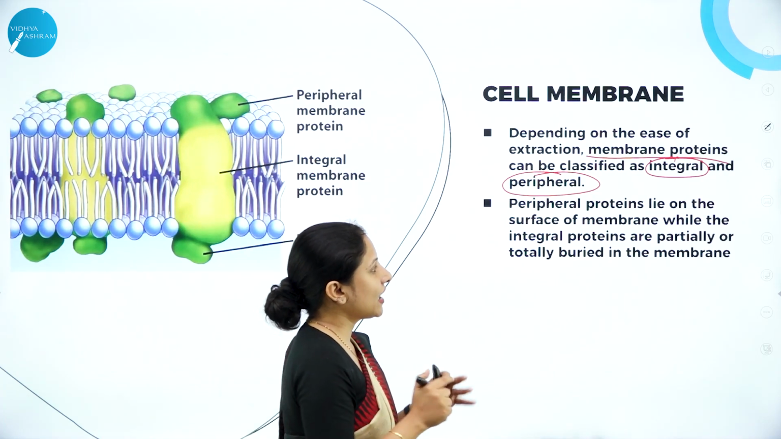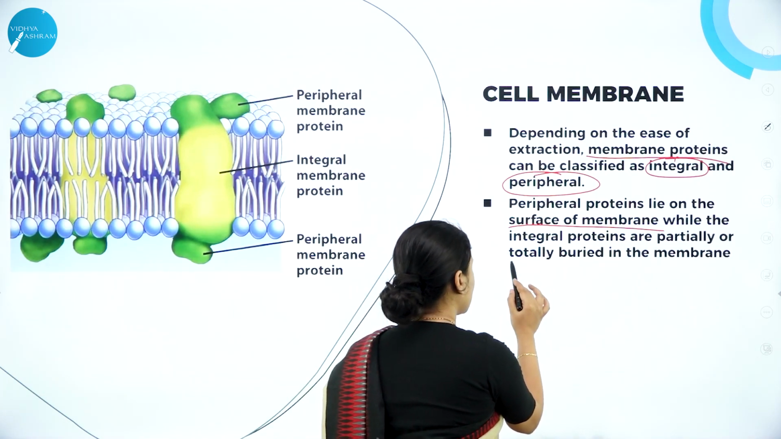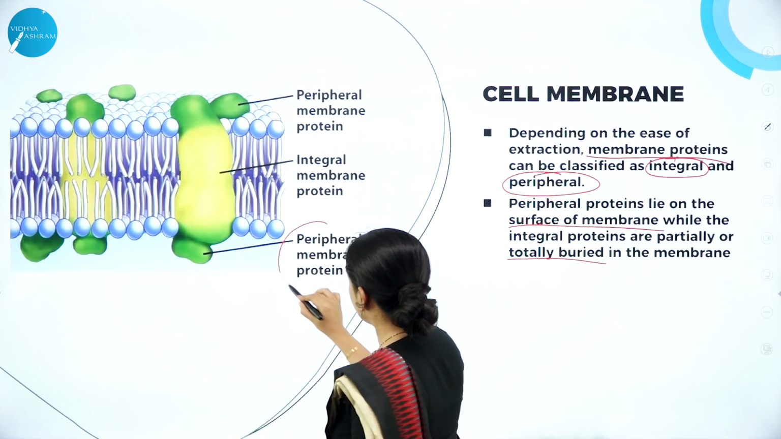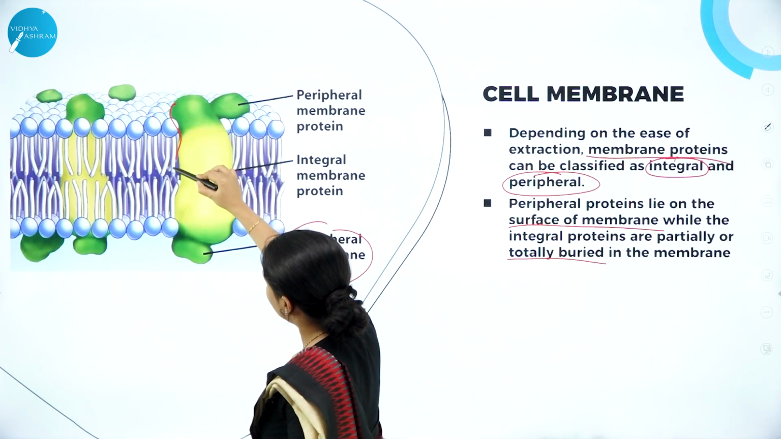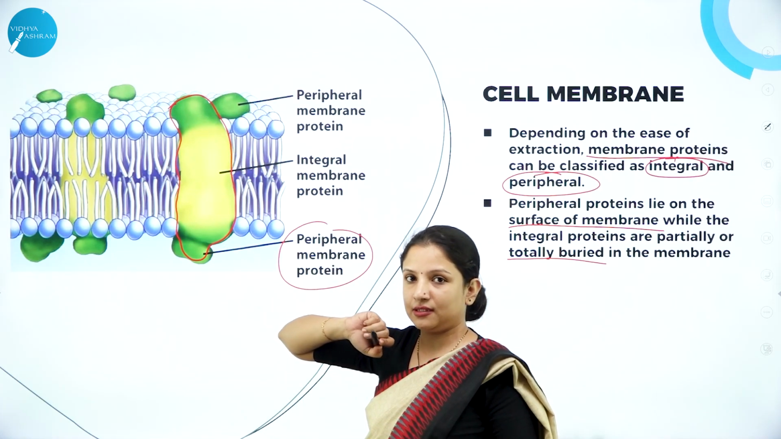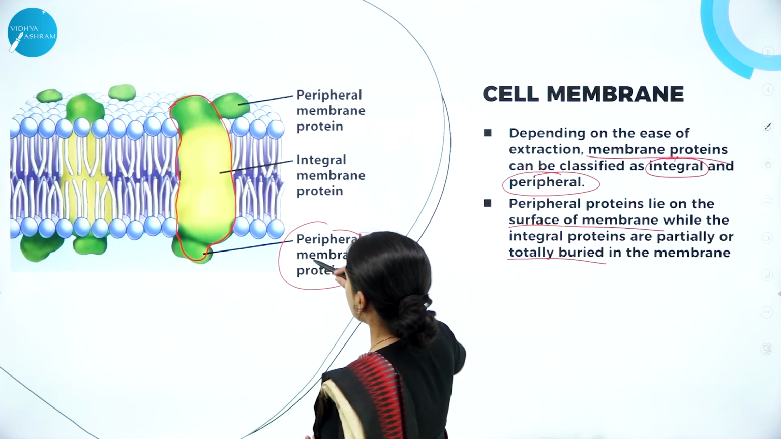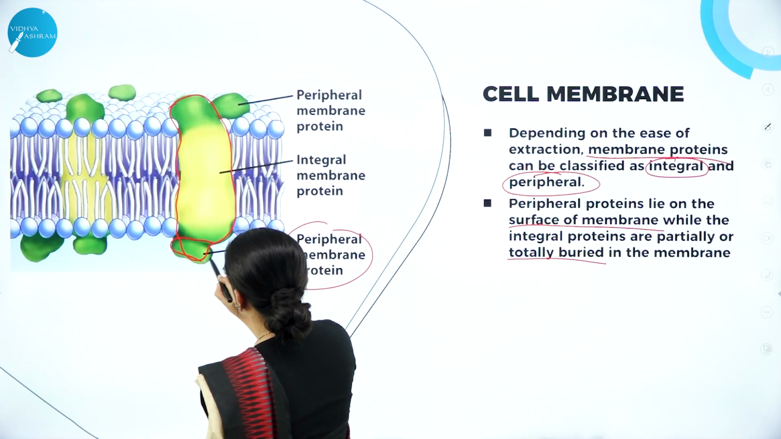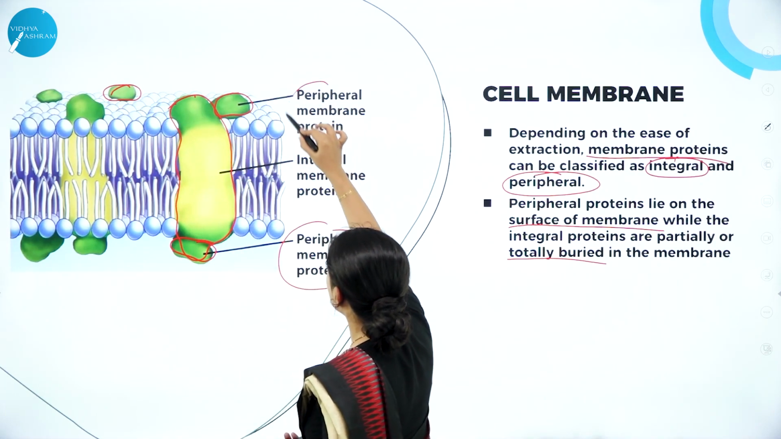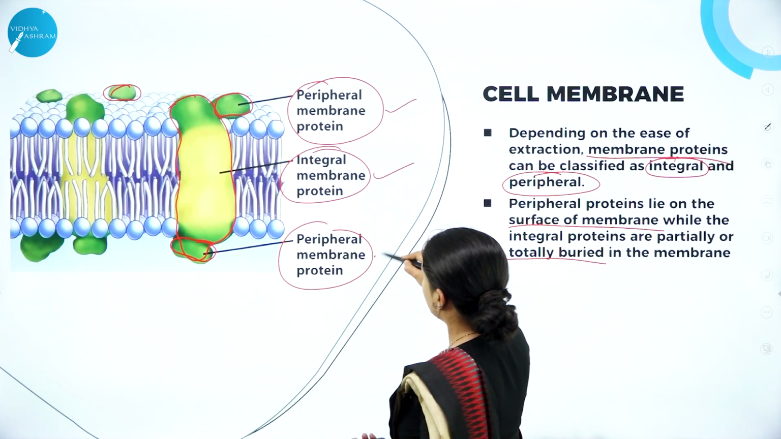So peripheral proteins lie on the surface of the membrane, while the integral proteins are partially buried or sometimes totally buried in the membrane. As you can see here, this forms the peripheral membrane protein. You can see the integral proteins can be totally or partially buried between the two lipid layers, in the membrane. So therefore they are called the integral proteins. And these which are present on the membrane are called the peripheral membrane proteins. So these are the integral membrane proteins and the peripheral membrane proteins.